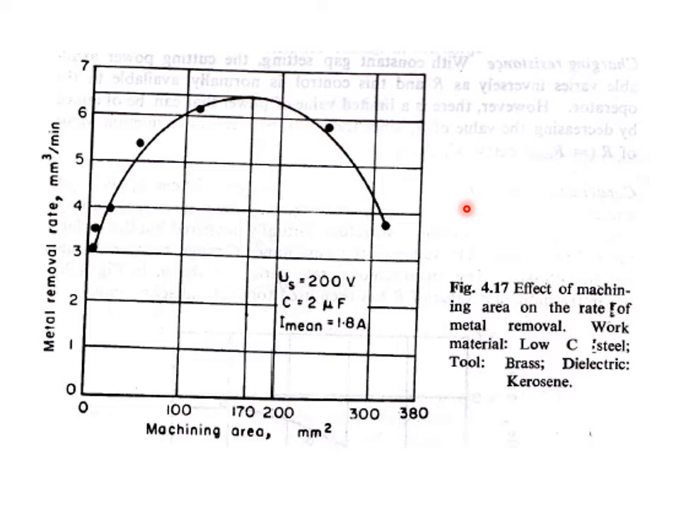The major reason causing the material removal rate to fall after the threshold value, one possible reason, is that when the machining area is increasing, the energy present between the tool and the workpiece also gets distributed over the surface of the machining area. Because of this, the energy available for the removal of material from the workpiece decreases, and so the material removal rate decreases.